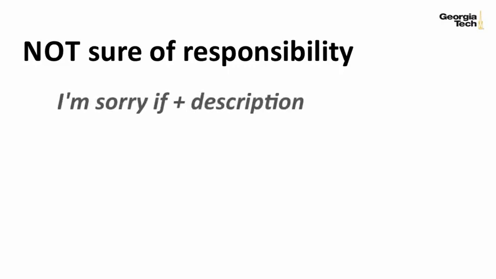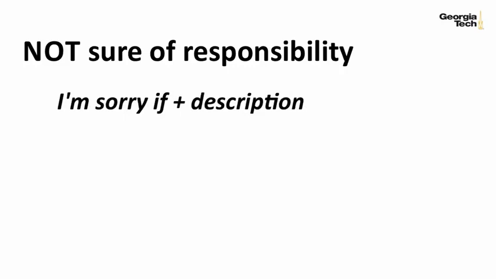First, let's look at I'm sorry if. Since email communication is not as simple as it appears, and mistakes can happen for both writers and recipients, there are situations in which it is difficult to determine who was in fact responsible for a mistake or unfortunate circumstance. In other words, you are not sure of your level of responsibility for a mistake. In this case, write an apology using I'm sorry if with your description.